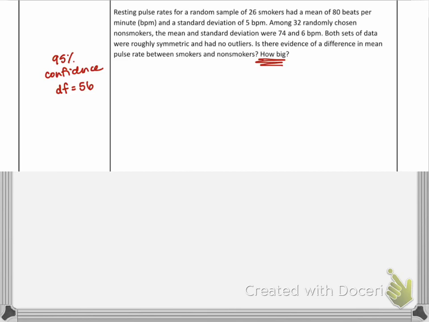Now, I'm going to make my interval, and it goes like this. It starts with 80 minus 74. That is the difference between my two means. So my best guess is the difference is about 6 beats per minute. But I'm going to make an interval based on that. And so I need to add and subtract, and I need to find a T critical for 95% confidence and 56 degrees of freedom. So I'm going to have you pause and go to your table, your book, or your calculator and find that T-score.